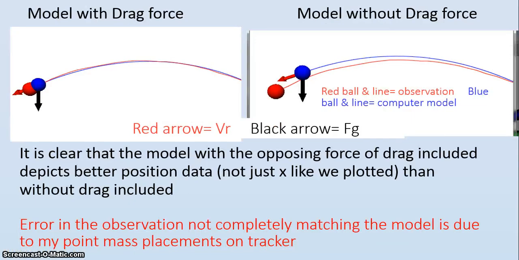Now as you can see, this is the model without drag force, where the blue ball is my computational model and the red ball is my observation. You can see that the blue ball doesn't really depict the observation as well. But the model with drag force depicts it extremely well, where my error is probably in the observation not completely matching because of my point mass placements on Tracker, which I couldn't really see the ball throughout the entire motion, so that's very common. I also placed some arrows here so you can see some forces. This is the F of gravity, and this is my resultant velocity.